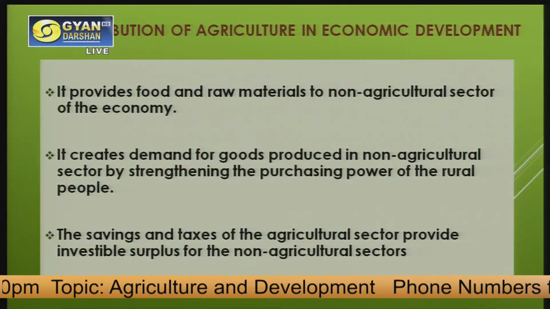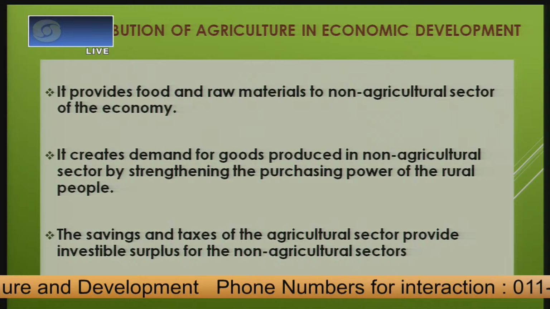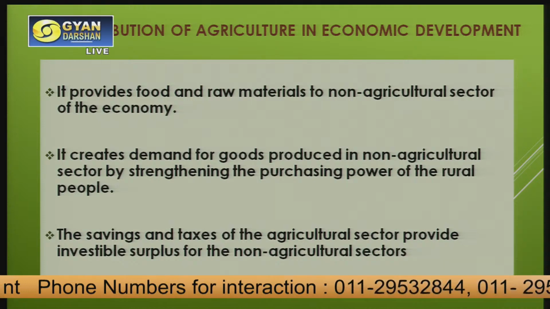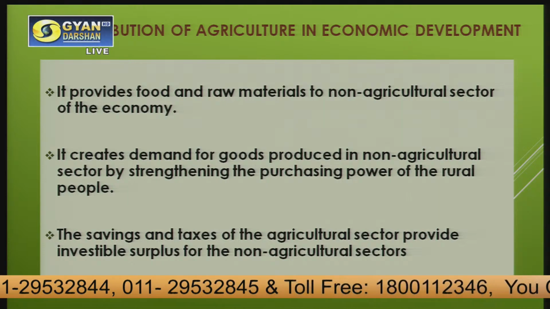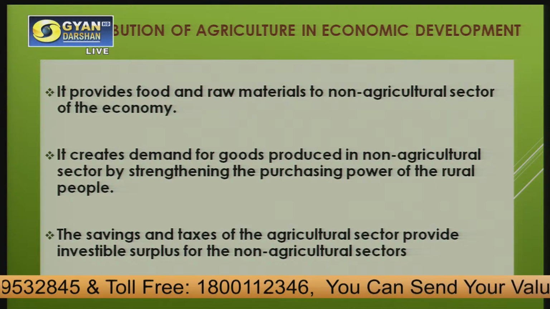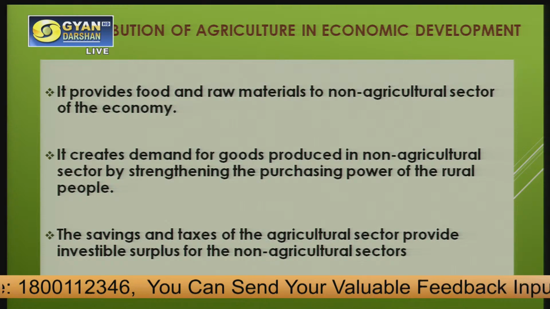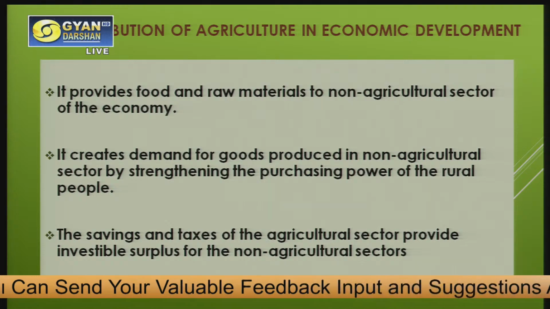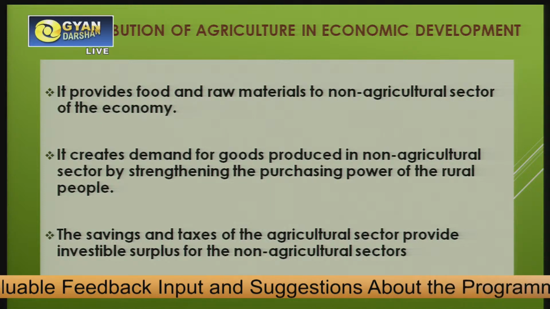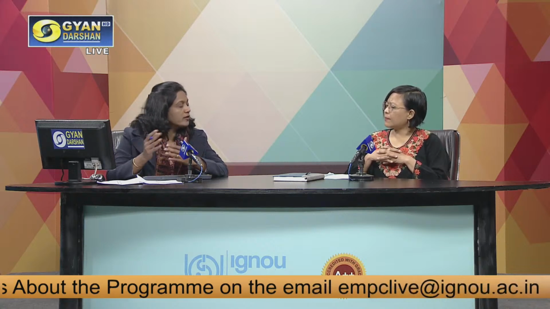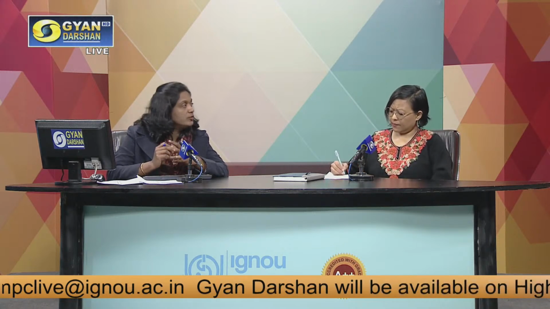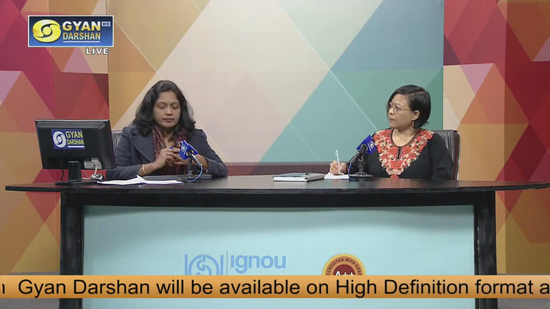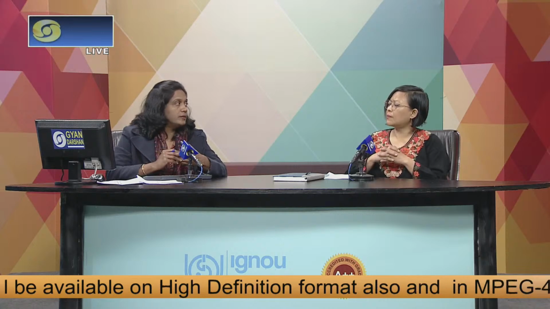Then another point is the savings and taxes of the agricultural sector. They provide investable surplus to the non-agricultural sector. Though it is important to mention here that agricultural income is not taxable under Indian laws. However, there are other taxes, for example, the taxes levied on the transport of agricultural commodities from one place to another, the irrigation charges that are levied, and the land revenue that is paid. All these things add to the investable surplus for the government.